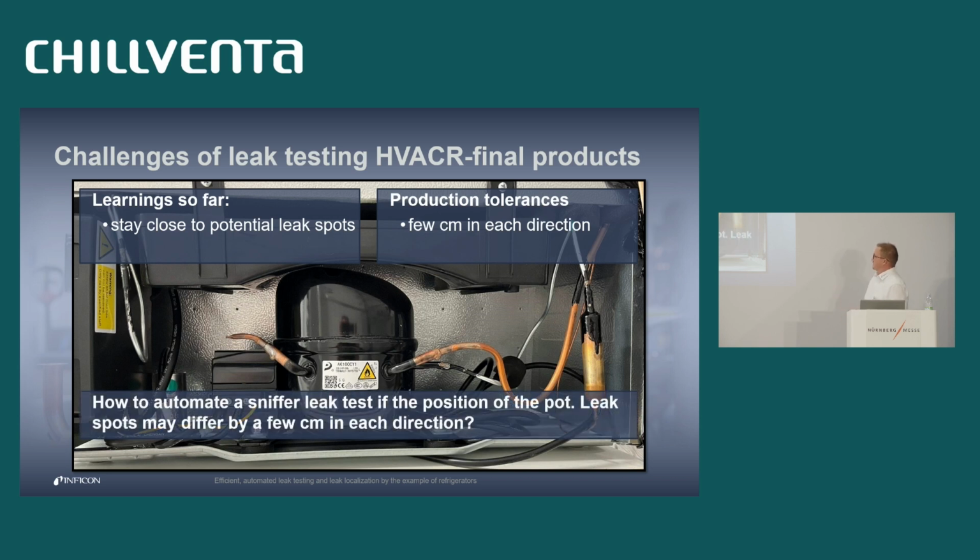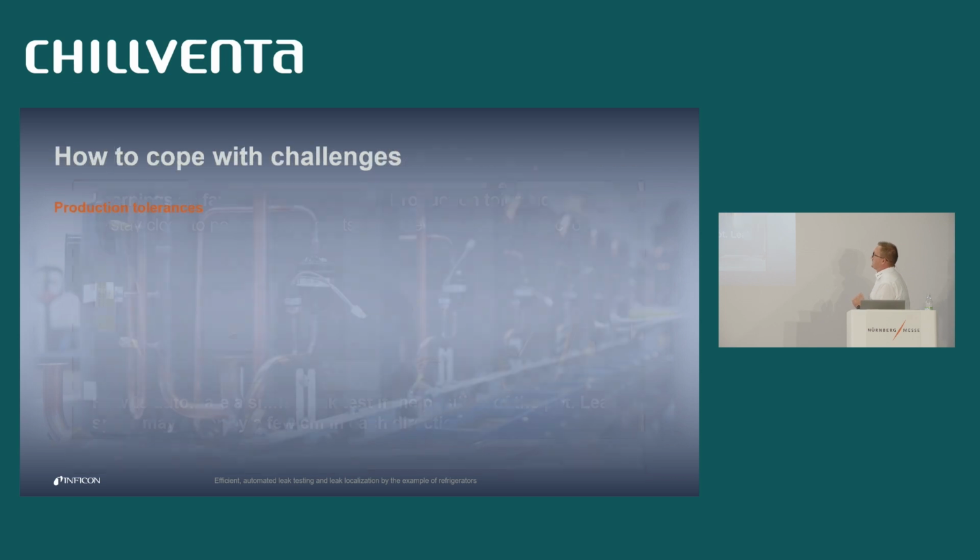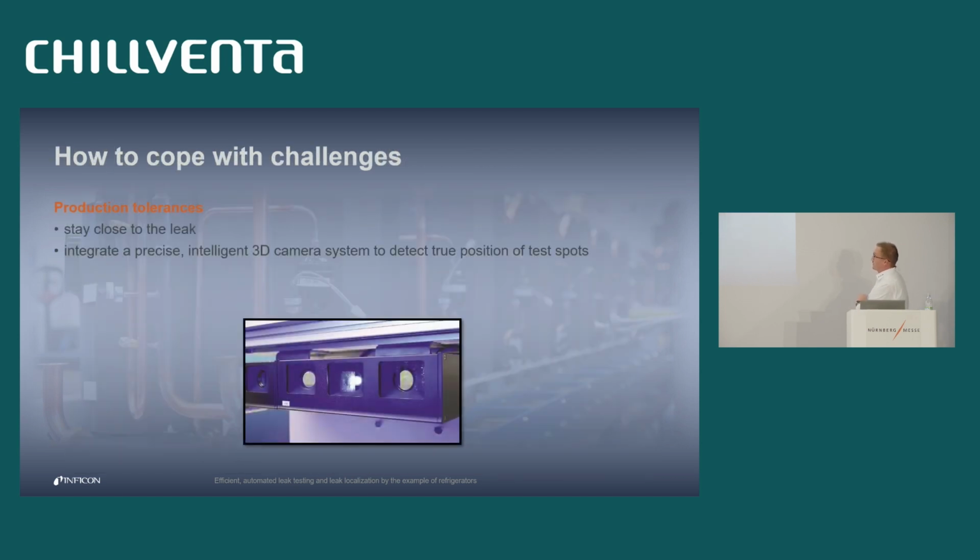So the question is how to automate such a sniffer leak test if the position of the joints will differ by a few centimeters, because you cannot simply take a robot and program certain positions while the real position of the leak will differ. And the idea is to stay close to the leak and integrate a precise, intelligent 3D camera system, which, before you do the leak test, detects the true position of the leak.